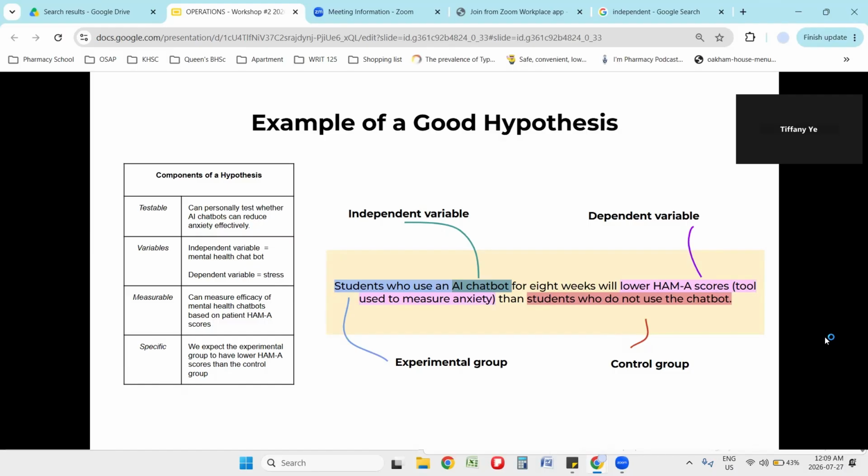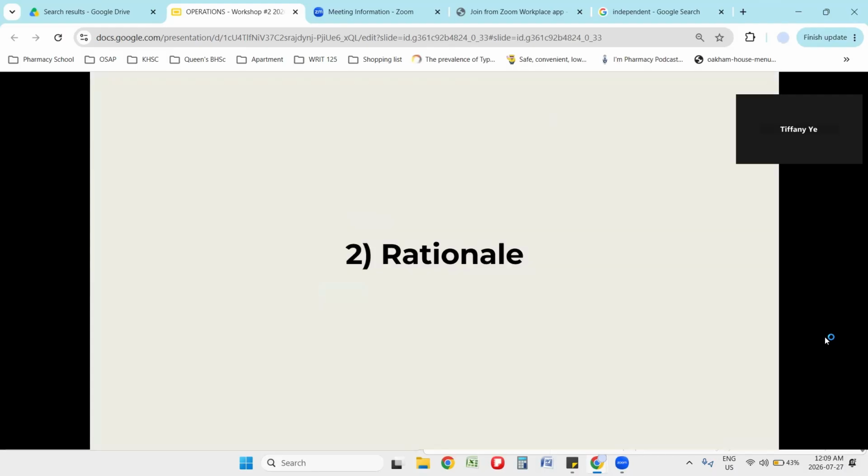And the dependent variable is the HAM-A scores or anxiety, sorry, it should not be stress, anxiety, because that's what is being measured. And obviously, this hypothesis is measurable because we are assessing patient HAM-A scores. And it's also specific because we are clear about the fact that we expect the experimental group to have lower HAM-A scores than the control group.